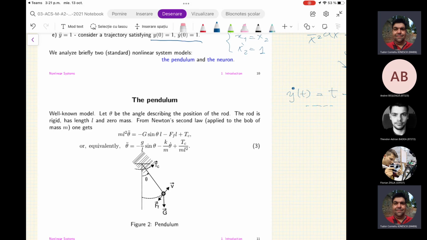So where were we? Cool. Right, the pendulum, yeah.